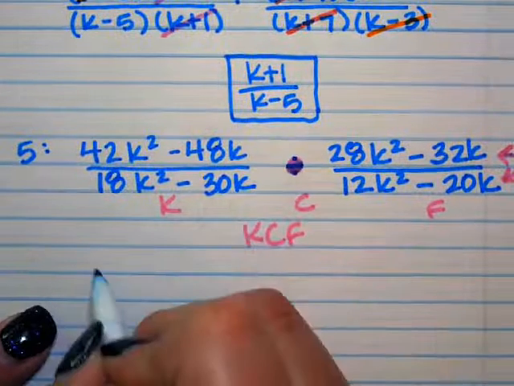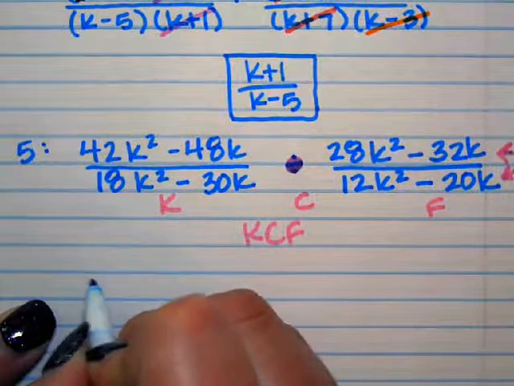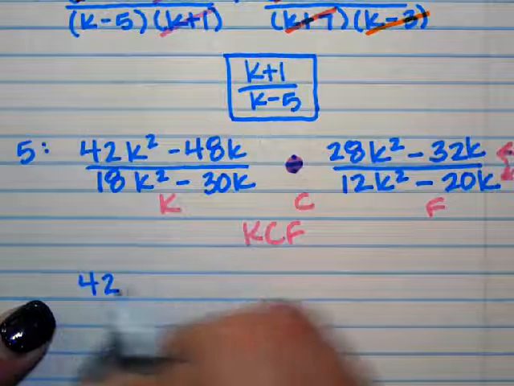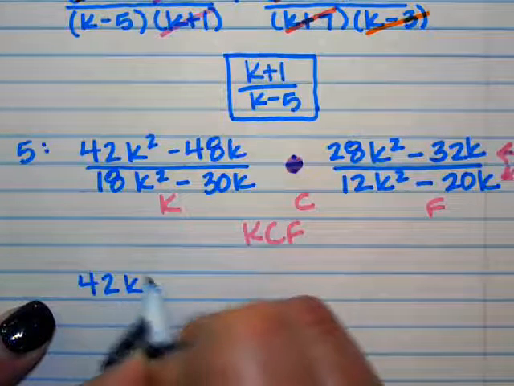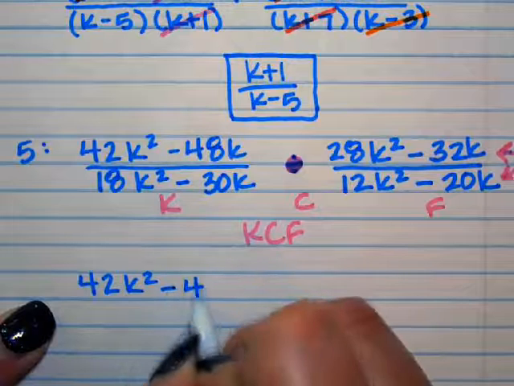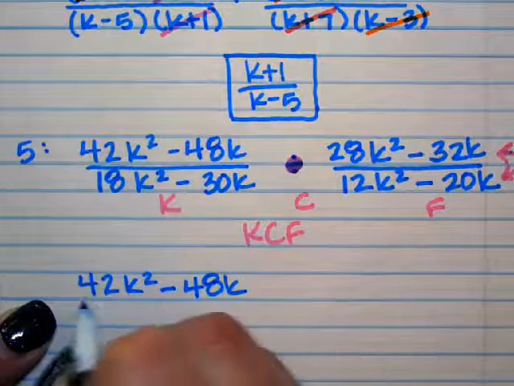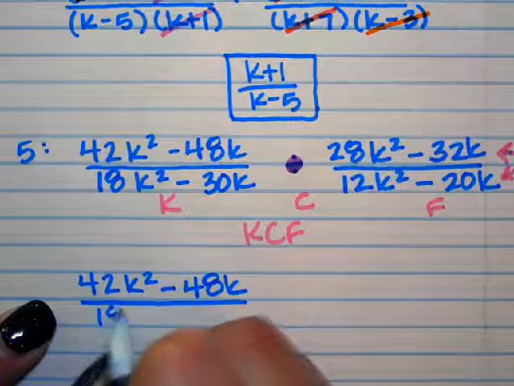The reason I don't factor to start with is because a lot of students, as soon as they start factoring, they start canceling things out. And you don't want to do that prematurely and then accidentally cancel things that aren't allowed to cancel.